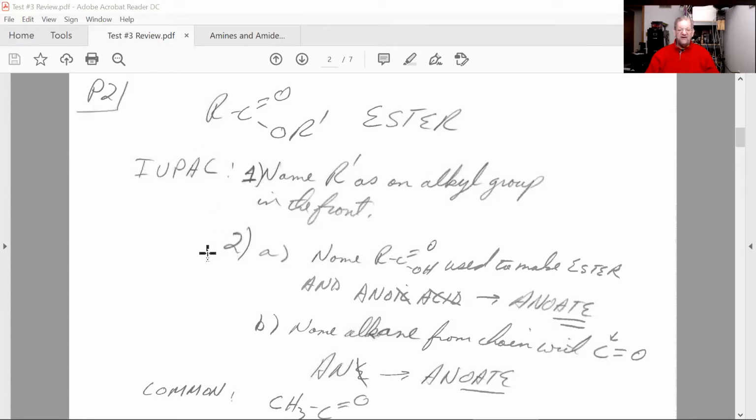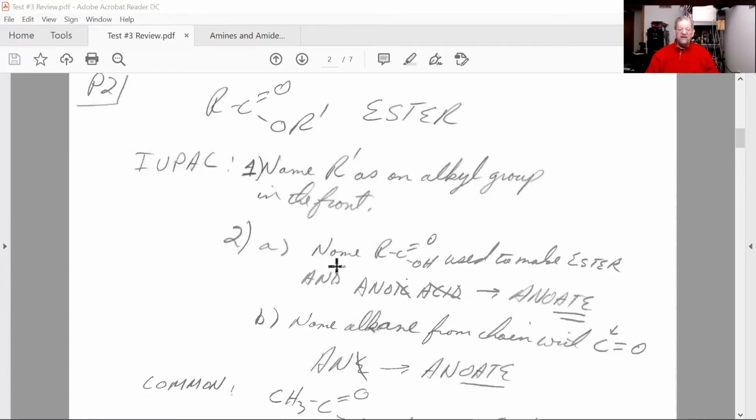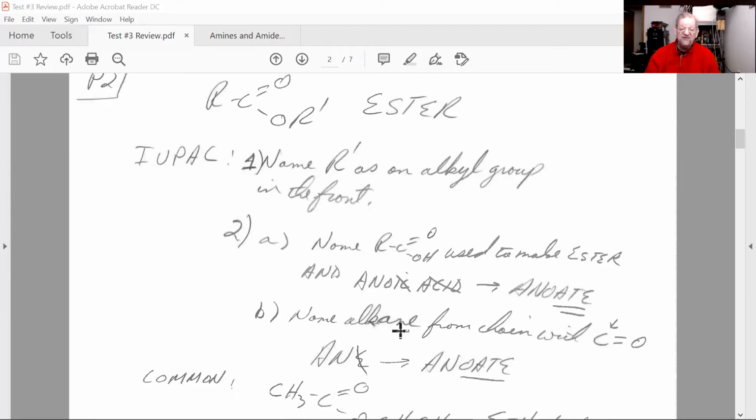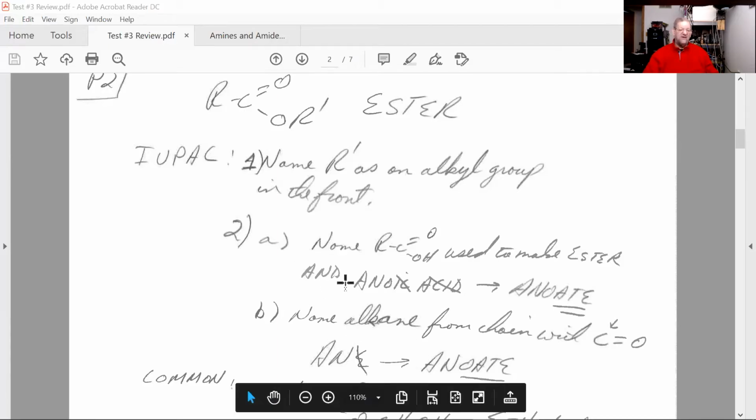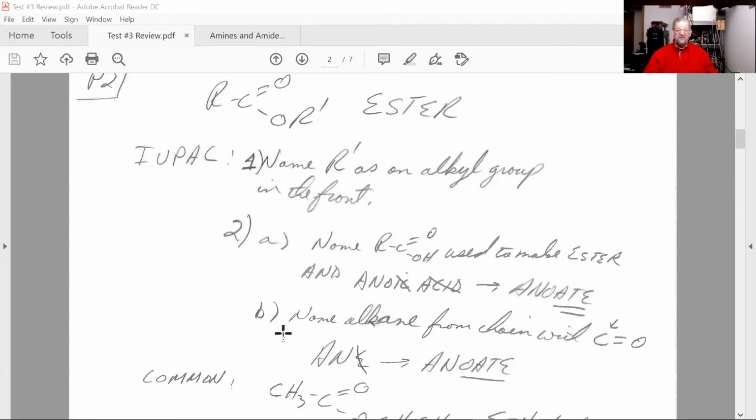Now, the rest of it, the IUPAC way, is name the carboxylic acid that would have been used to make that ester. Think of R prime as H, drop the IC in the word acid, and add ATE. Now, I had a very sharp student who said, for most of it, except for when R is aromatic, a benzene ring, you can name the alkane that R plus the carbonyl carbon is, drop the E, add OATE. So you can either do A or B for 2. If R is a benzene ring, then you have to do B.